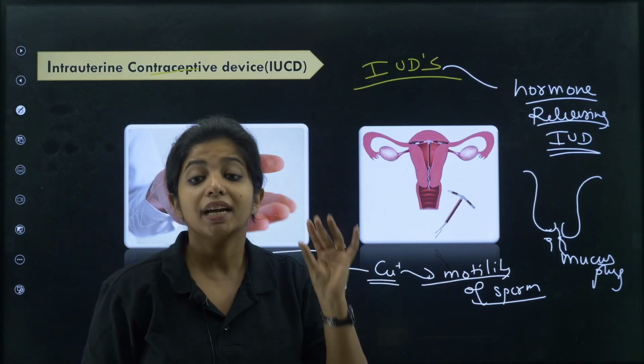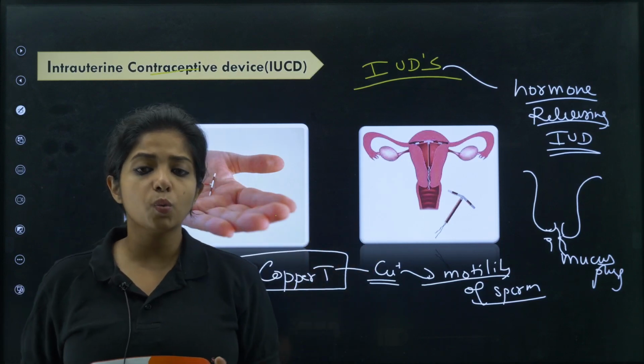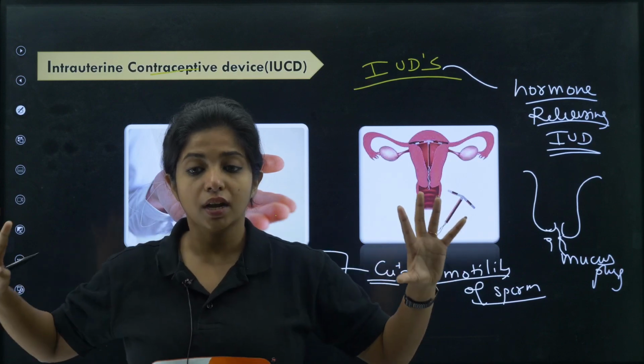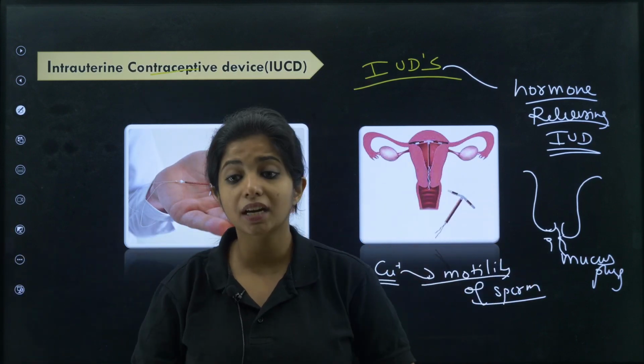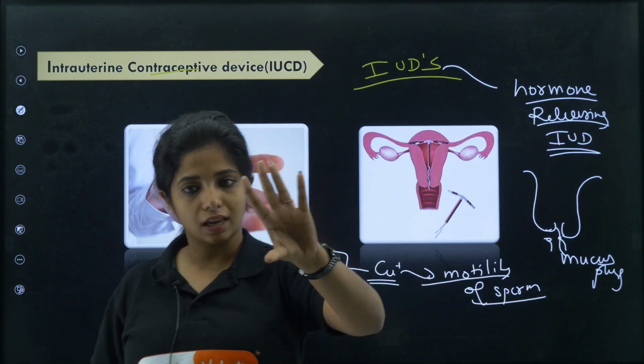So there are three things done by the hormone releasing IUDs, or basically anything that releases hormone. Just understand, it is synthetic hormones that we are providing. It is not the body that is producing. So what does it do? It makes the cervix hostile to sperms. It does not allow the cervix to make the entry of the sperms. Second, it does not allow implantation to happen. Third, it does not allow ovulation to happen. Three things are there. Please remember it.